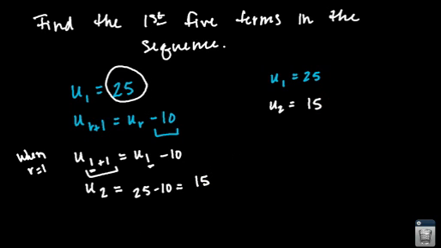Well, we could keep doing this for 5 terms, or we could notice a pattern. If I'm taking away 10, it means I'm taking 10 away from each new value. So 25 minus 10 is 15. 15 minus 10 is 5. Okay. Our fourth term, u sub 4, I'm going to take away 10 again, so I get negative 5. And finally, our fifth term, taking 10 away, is negative 15.